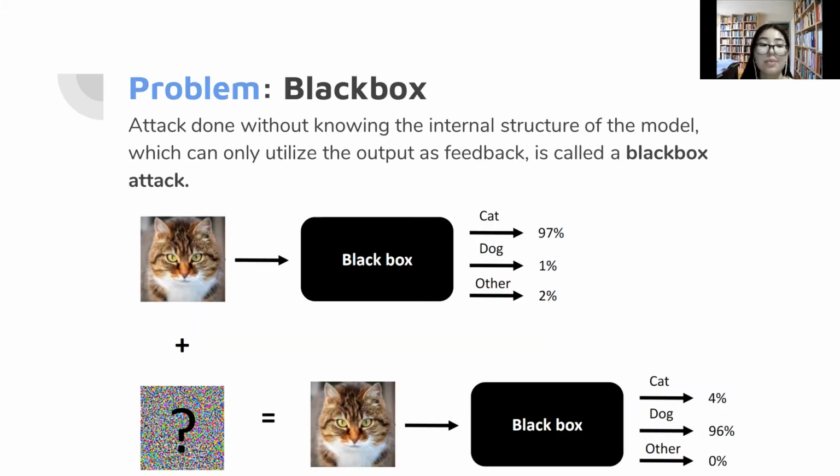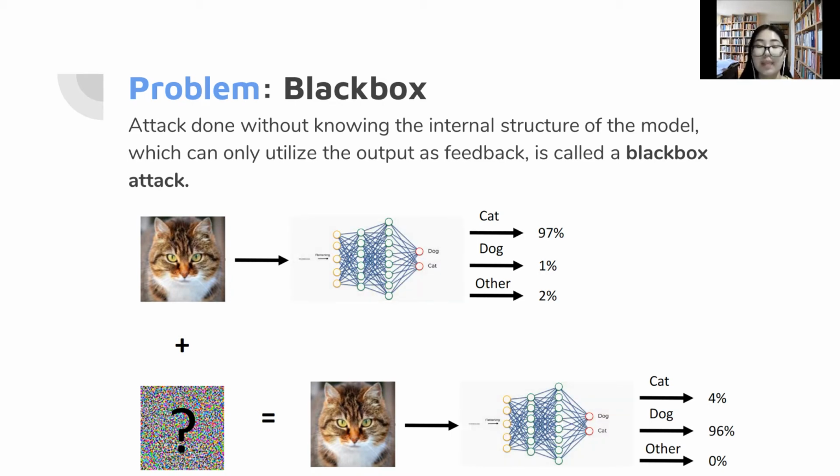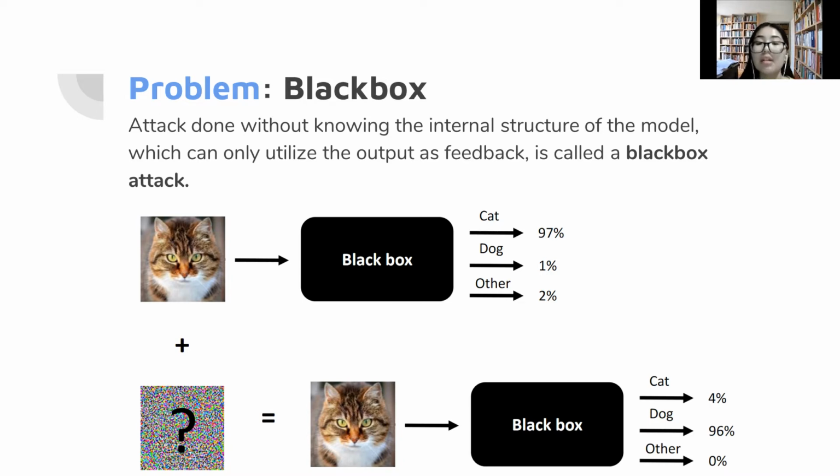Another term which needs explanation is black box. It's attack done without knowing the internal structure of the model, as opposed to the white box, where we are aware of this structure. So in black box, we can only utilize the output as feedback.